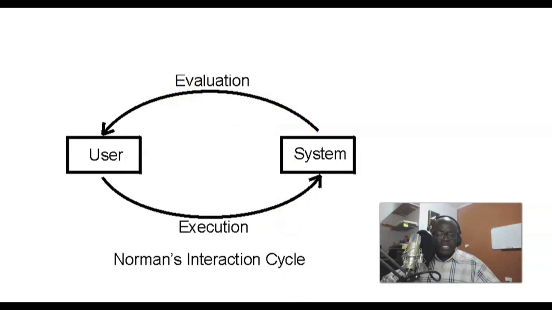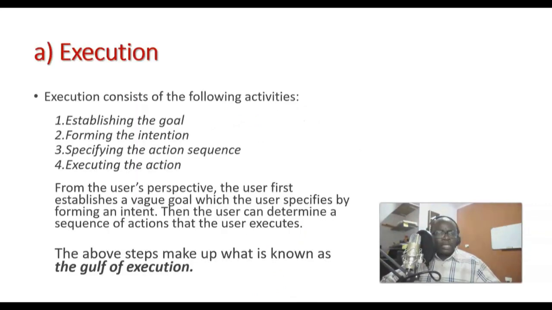What does he mean by this? Let us look at this in detail. Execution consists of the following activities. The execution phase involves a user first establishing a goal. What does he want to achieve? And the goal forms an intention.